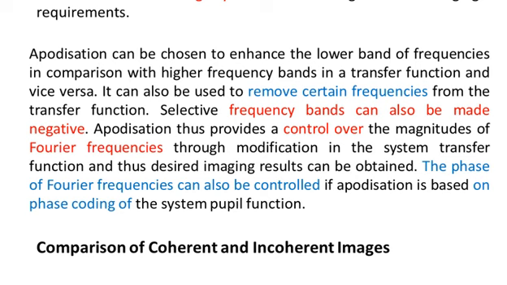Apodization thus provides a control over the magnitudes of the Fourier frequencies through modification in a system transfer function, and thus the desired imaging results can be obtained. The phase of the Fourier frequencies can also be controlled if apodization is based on phase coding of the system pupil function.